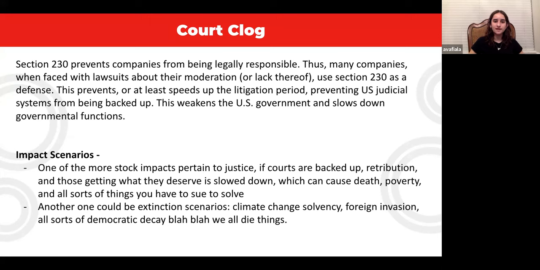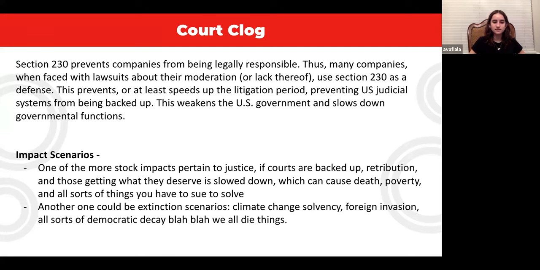So this prevents them from being sued, meaning there's going to be fewer court cases throughout all the different circuits. So when you repeal Section 230, companies are going to get sued, because eventually something is going to slip through the cracks. There is some information that is going to be controversial, and that's why they're going to get sued. And that happens when you don't have 230. But this leads to a lot of court cases, which can literally clog the courts. This slows down litigation, backing up the U.S. judicial system. And when they're backed up, it weakens the U.S. government and slows down governmental functions in a couple of ways.